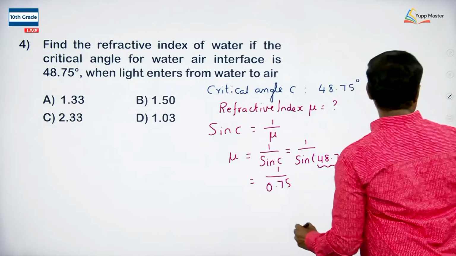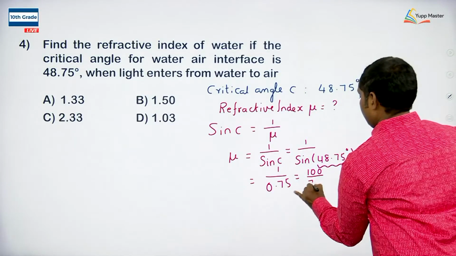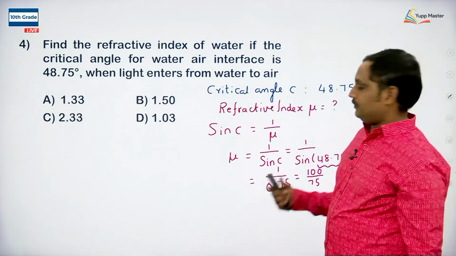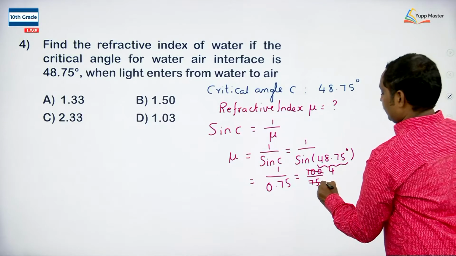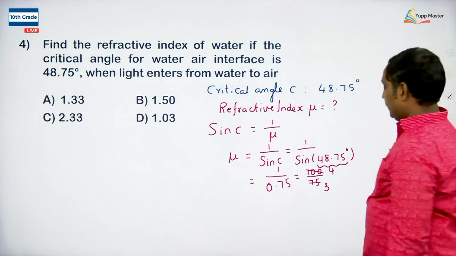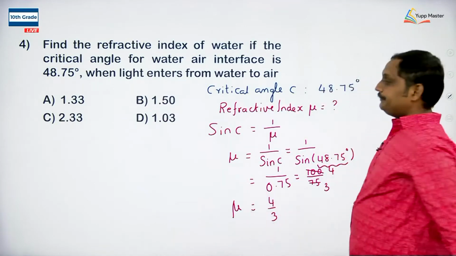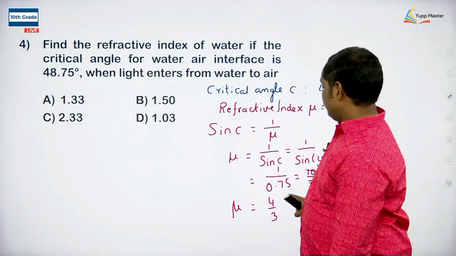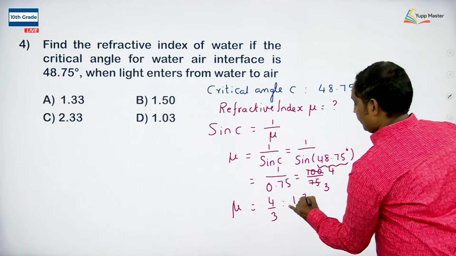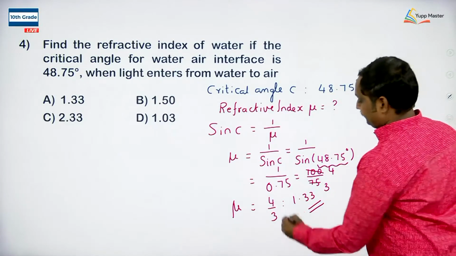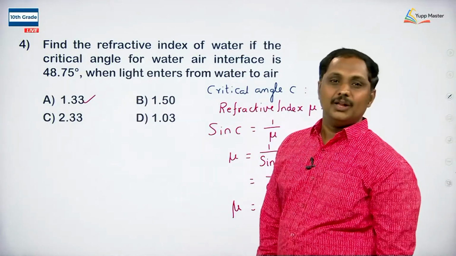Now, you will find out that it is equal to 100 by 75. Let us take that conversion, 25 fours and 25 threes. That is mu is equal to 4 by 3. You are getting the value, mu is 4 by 3. It was approximated to 1.33. So, the option is first one, that is correct.